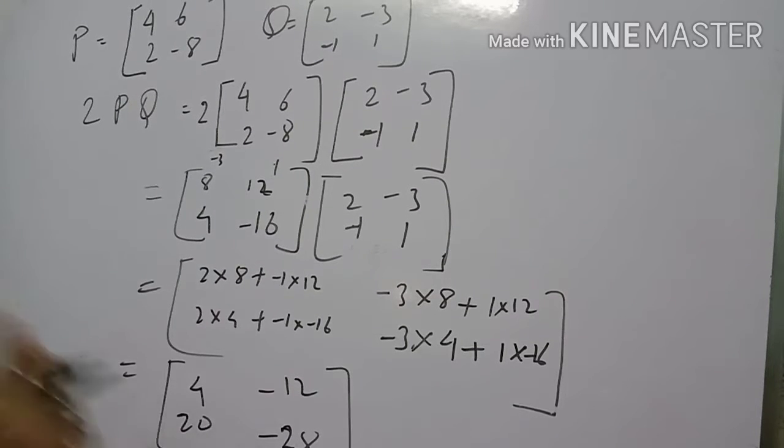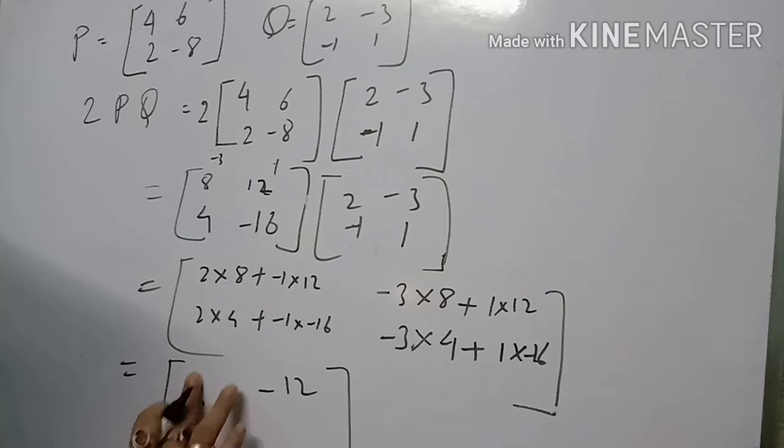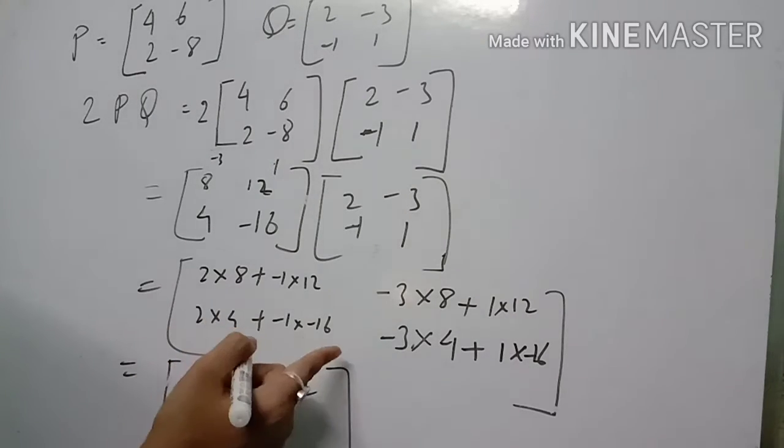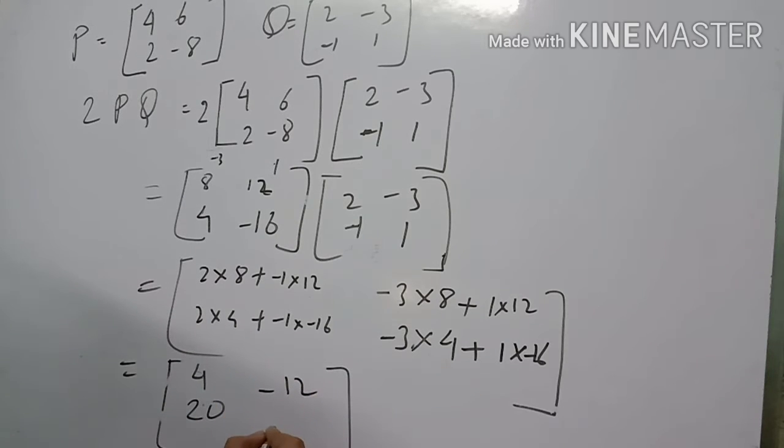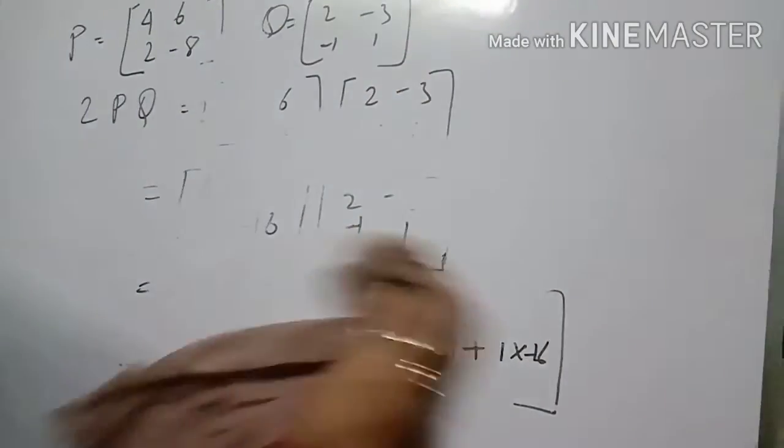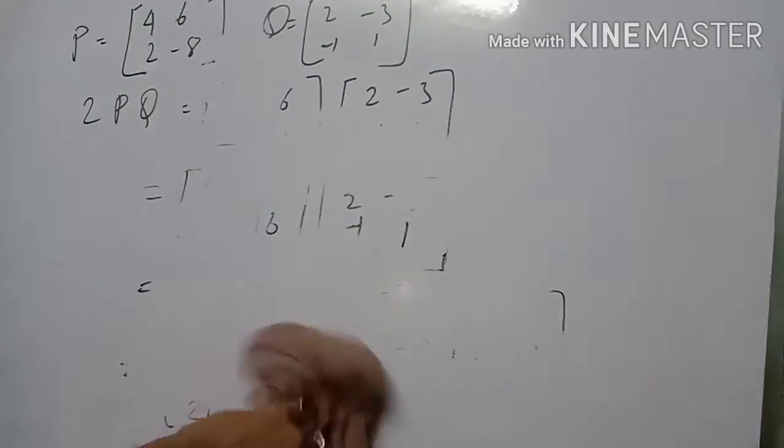I think it's quite visible. Okay, if it's not, okay, I heard that, okay, fine. So the answer is 4, 20, minus 12, minus 28. I hope it's visible now. Visible, guys? Students? Fine. Let us move on to the next part. Next sum.